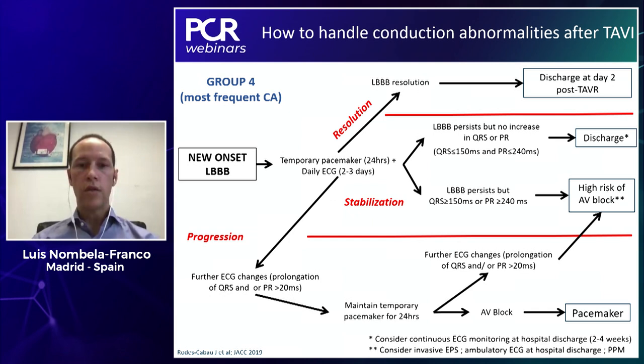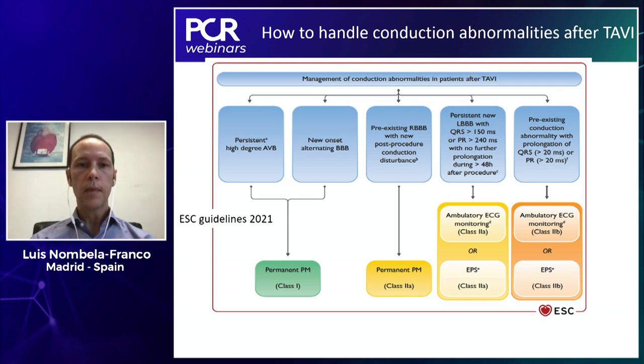monitoring of the ECG. And my last slide is this one, that also these are the ECG guidelines that summarize the same: that patients with a high degree AV block or pre-existing right bundle branch block with changes, you should implant a permanent pacemaker.